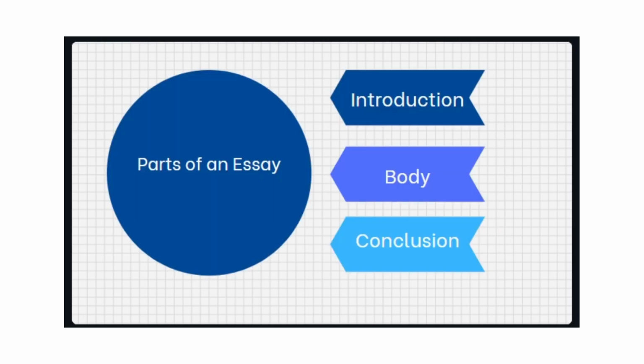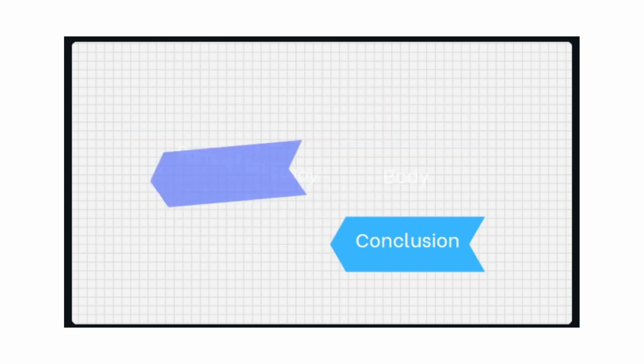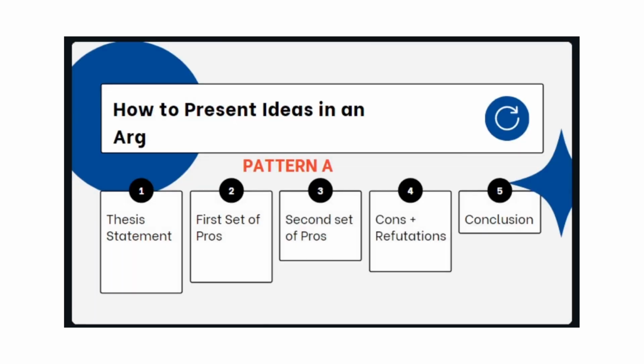As an essay is usually made up of an introduction, a body, and a conclusion, argumentative essays may use a pattern or structure that conforms to how a writer intends to present and further establish a point. So how are we going to present ideas in an argumentative essay? We have 3 patterns which we can use.